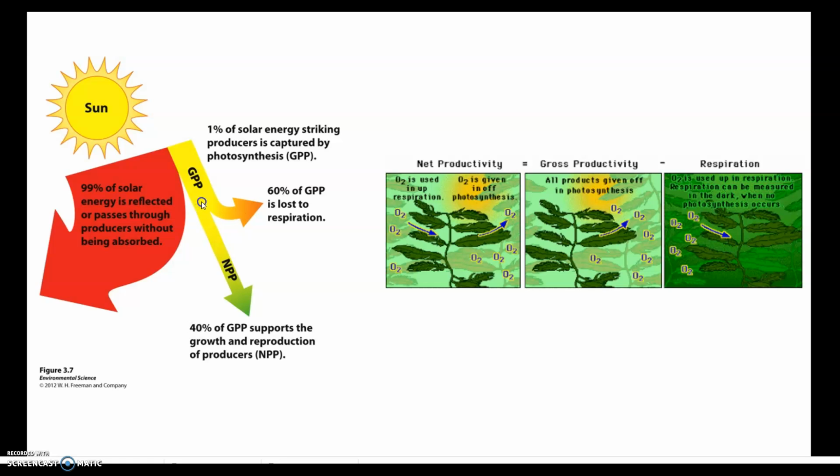The NPP is what is left of that total productivity after we subtract out what was lost to breathing and respiration. So I like this picture over here because it shows that net equals the gross minus the respiration. So you'll have some questions where you're going to have to do this, and it's really easy to get the net. All you do is subtract. Super easy.